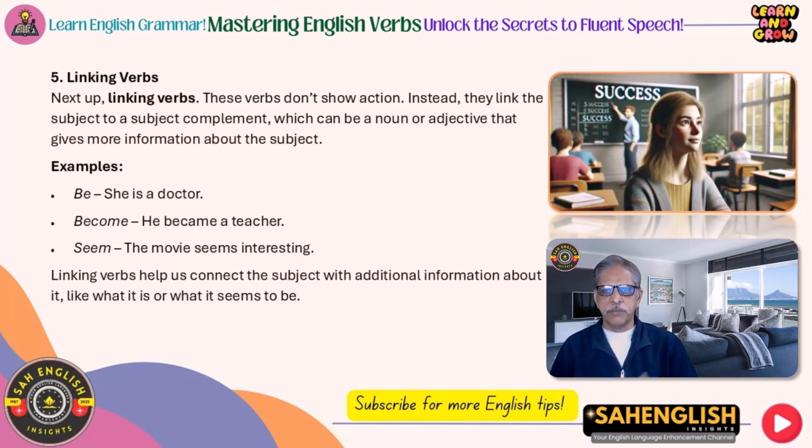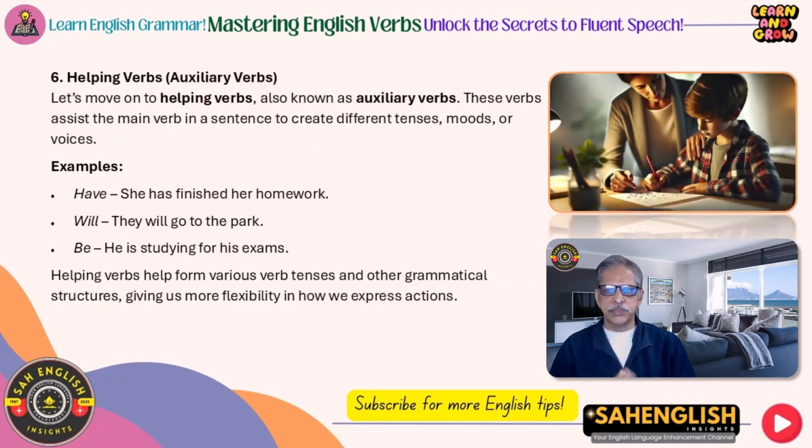5. Linking verbs. Next up, linking verbs. These verbs don't show action. Instead, they link the subject to a subject complement, which can be a noun or adjective that gives more information about the subject. Examples: be, she is a doctor. Become, he became a teacher. Seem, the movie seems interesting. Linking verbs help us connect the subject with additional information about it, like what it is or what it seems to be.